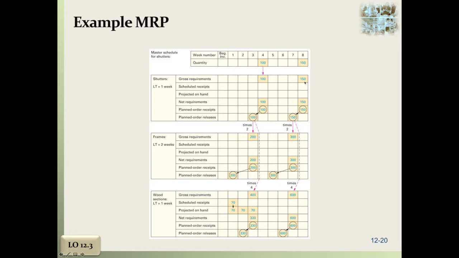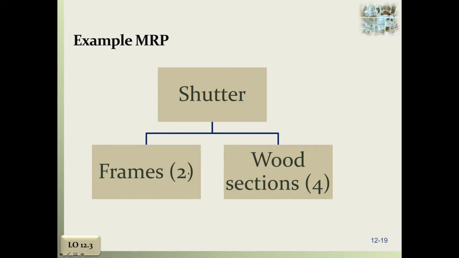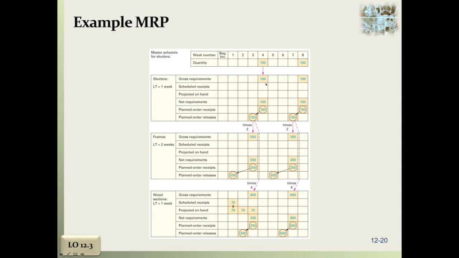Now if we go back to the previous page, we see that we need 2 frames and 4 wood sections. That's going to be important to remember. So my gross requirements are here. I have no inventory, so there's no inventory on hand. The lead time is 1 week. So my net requirements for week 4 is 100. I plan to get 100 in, but I need to have them released to me the week prior for the lead time on this. So this is when I need them. So I need all my shutter assemblies on this date.